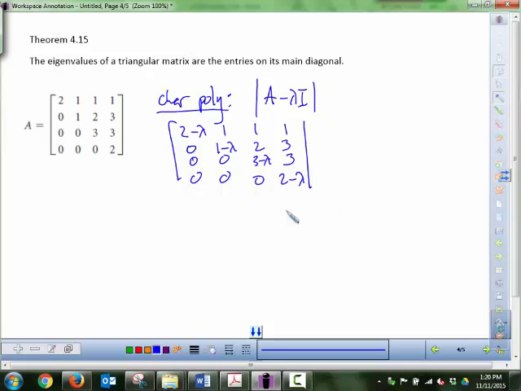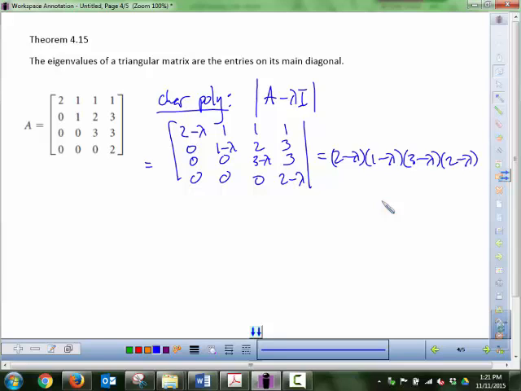Now, when we're finding determinants, this is a little bit different from the determinant theorem. The determinant theorem just says the determinant of the matrix is the product of the diagonals. So in order to find the determinant of this, we're going to find the product of the diagonals and not worry about anything else. So the product of the diagonals is 2 minus lambda, 1 minus lambda, 3 minus lambda, and 2 minus lambda, and nothing else aside from that. So that was our determinant theorem about the triangular matrix.